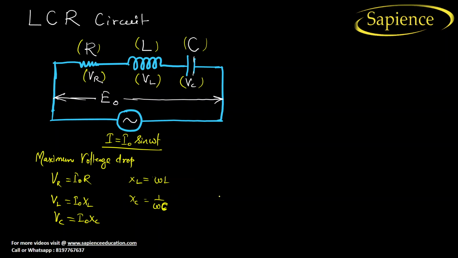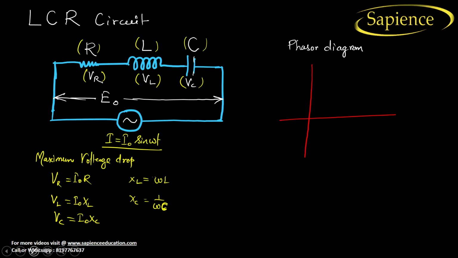Now we need to represent it in a graph, the phasor diagram. So let us represent it in a phasor diagram. The phasor diagrams are as follows. In the phasor diagram, first of all, we will take current as I naught. You need to take an x-axis as well as a y-axis. So I am taking the y-axis as well as the x-axis.